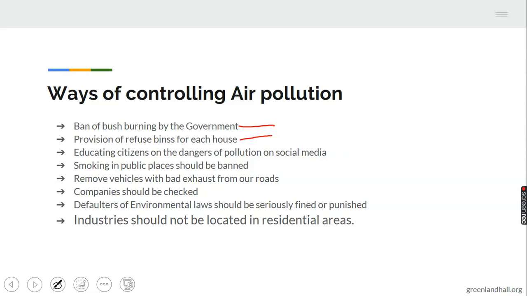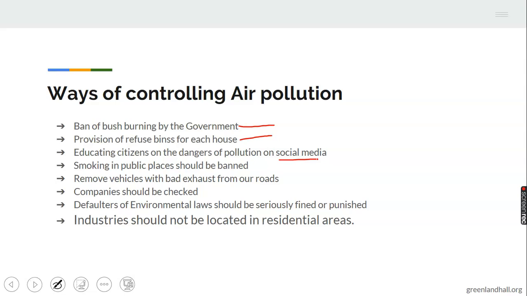Now, educating citizens on the dangers of pollution on social media. Yes, we talk about it all the time on television, on radio, in newspapers, on Facebook, and on every other means of communication that people are used to. Let people be aware. Let them be exposed to the dangers of air pollution. With that, the effect will be reduced.